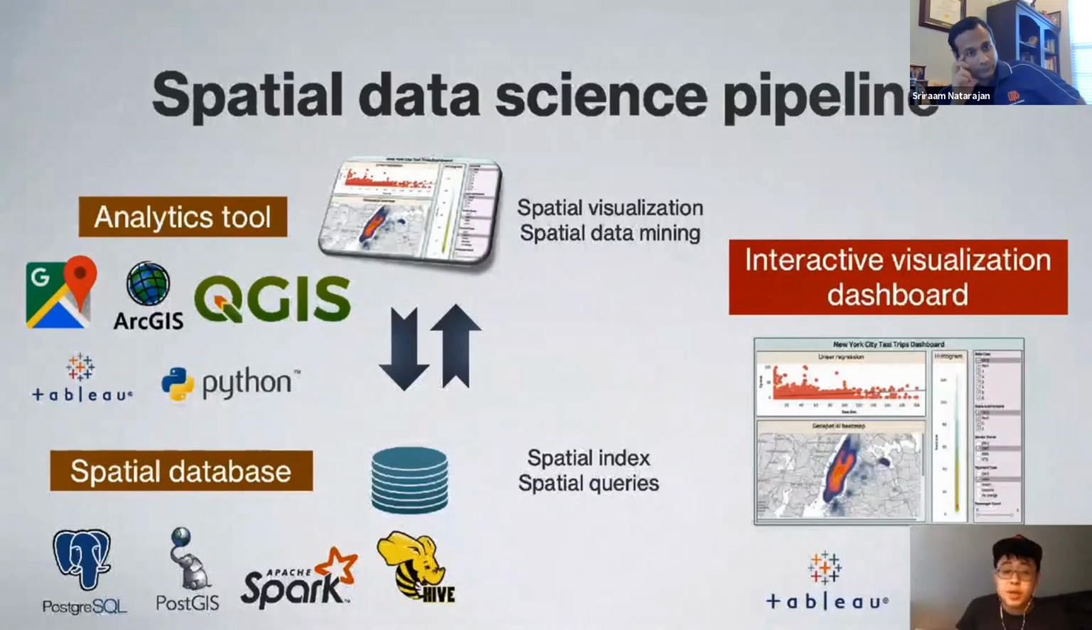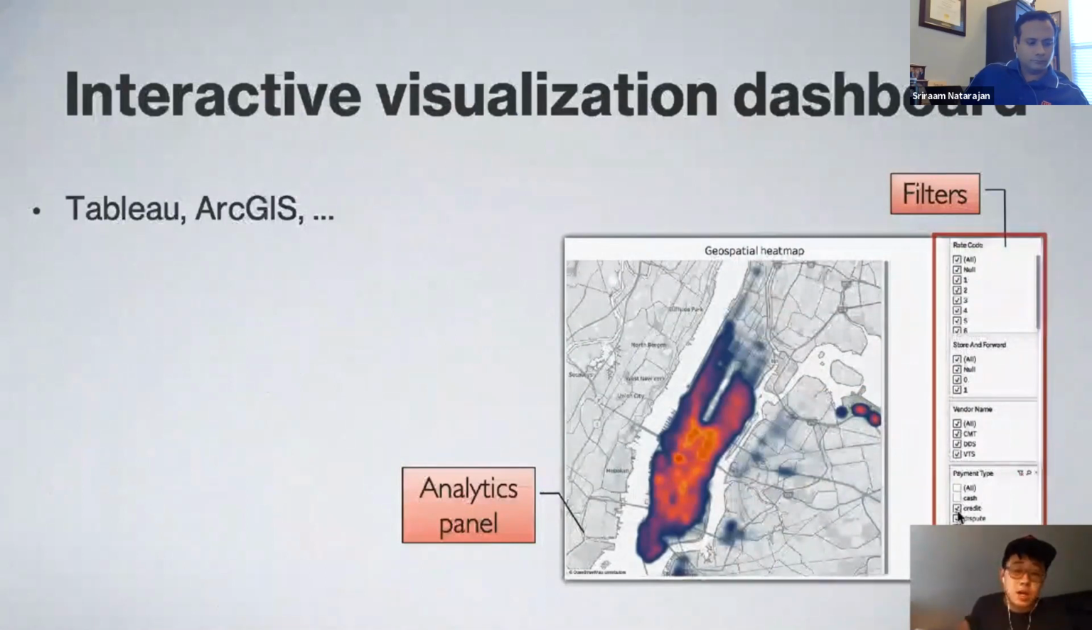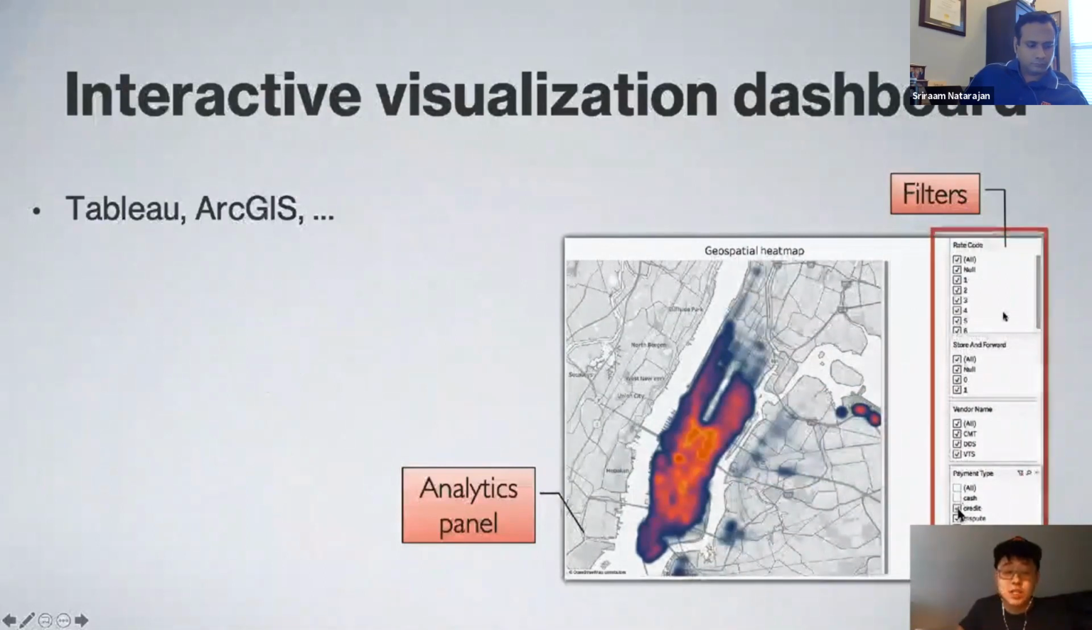So recently, among these tools, the interactive visualization dashboards such as Tableau, ArcGIS, and Apache Zeppelin have become very popular. In this kind of interactive visualization dashboard, they usually include two panels: the analytics panel, which allows the user to draw visualization effects on selected data; and the filter panel that includes a number of different filters. The user can select different populations interactively by clicking different filters. So the analytics panel will visualize the selected data population immediately after each interaction.